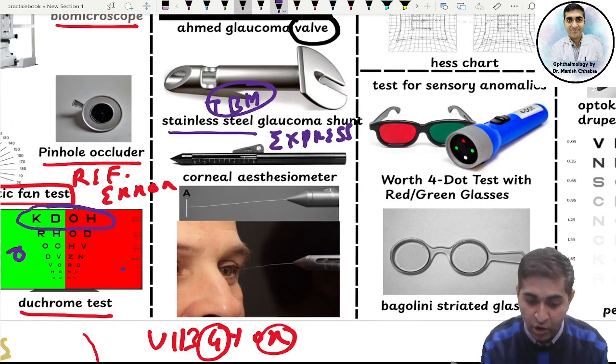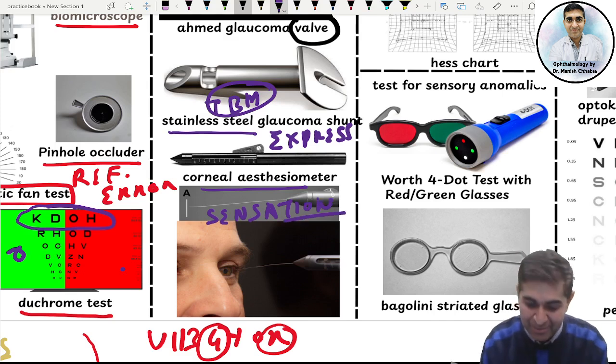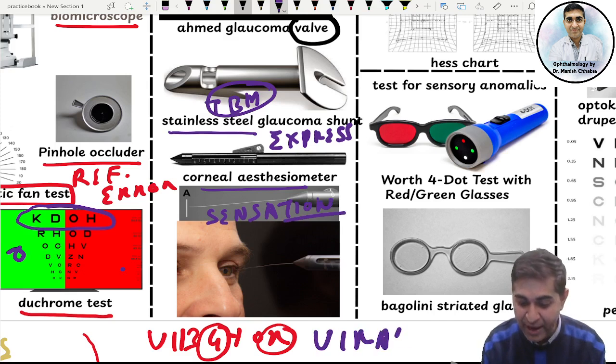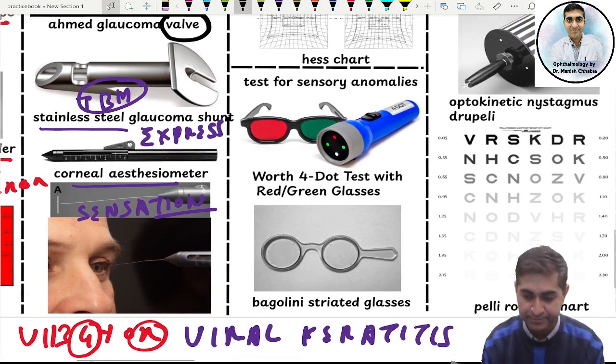Now this is your corneal esthesiometer, which actually checks the sensation of the cornea. And do you know in which disease the corneal sensation is decreased more commonly? It is, my dear friends, viral keratitis. It is viral keratitis. Okay, all right.